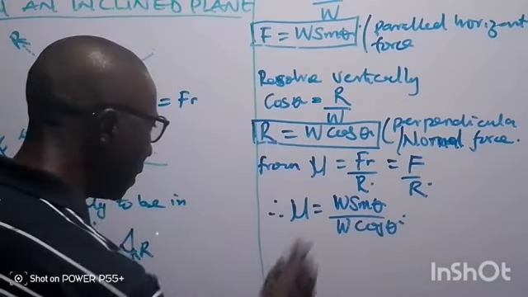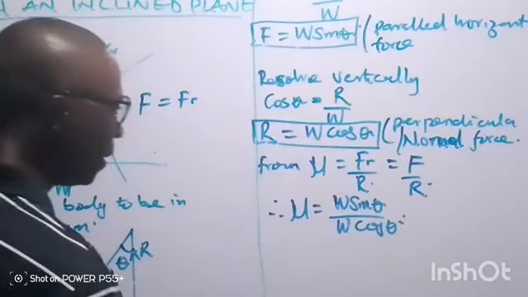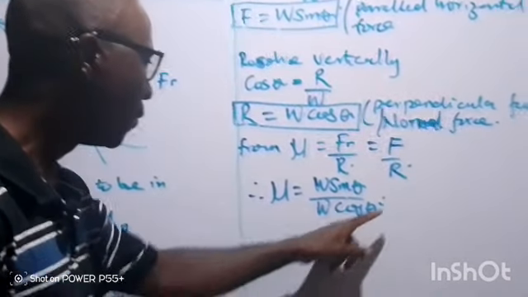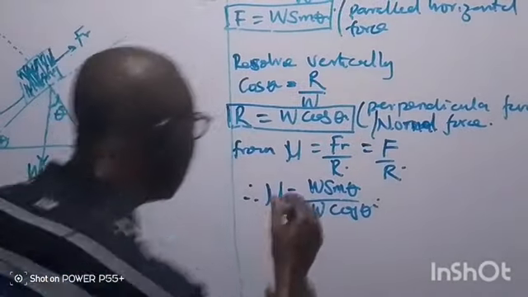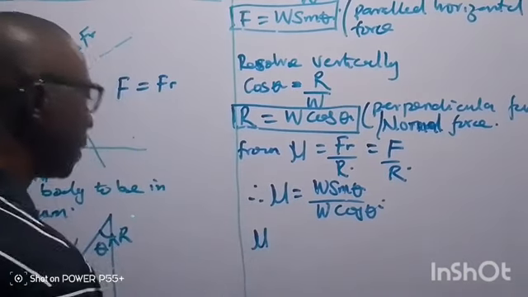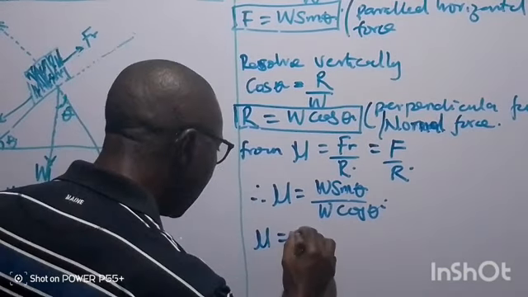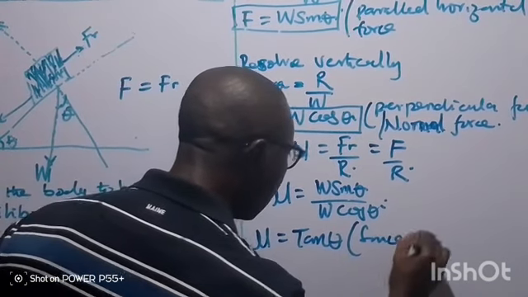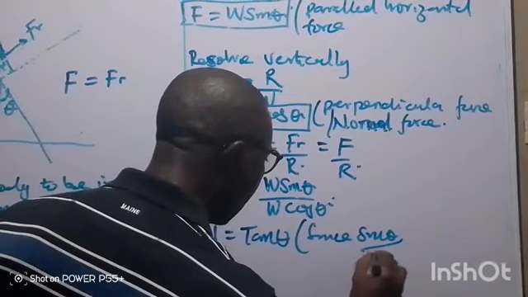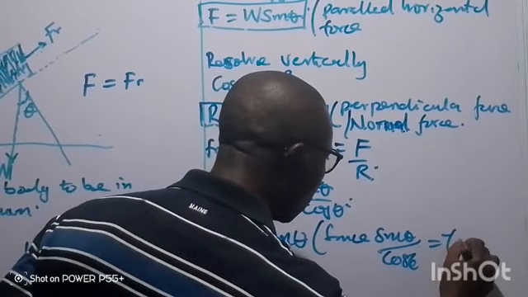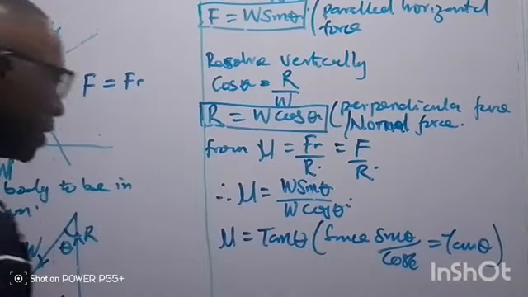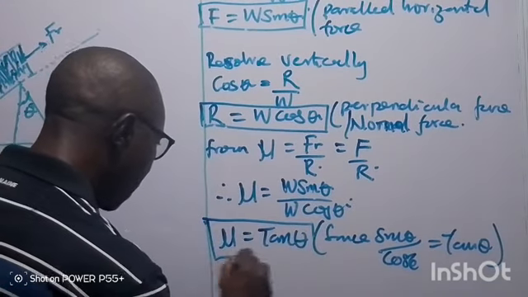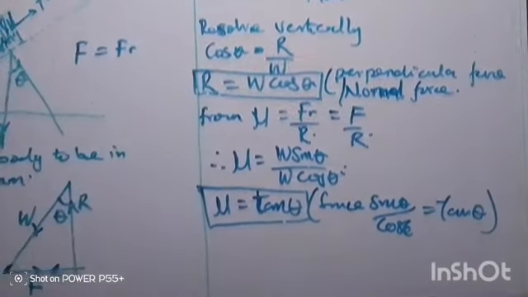So we can now say W will cancel W. Then from trigonometric ratio, sine theta over cos theta will give us tan theta. So you can now say that mu, which is the coefficient of friction, will be equal to tan theta, since sine theta over cos theta is equal to tan theta. That is from trig ratio. So we can now say that the coefficient of friction in an inclined plane is equal to tan theta.